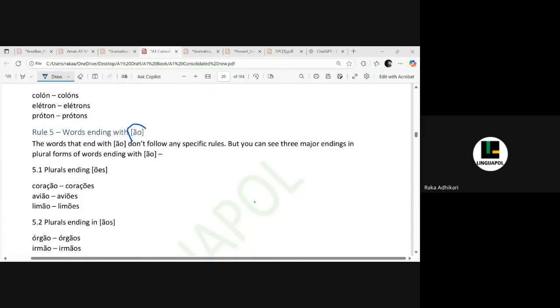Let's understand this better. If a word has the complete ending of "ção," for example, let's say educação. Let me write the word. If a word has the complete ending of "ção," then it will always end in "ções." We can see the complete ending of "ção," along with the letter C. So in that case, it will end in "ções."